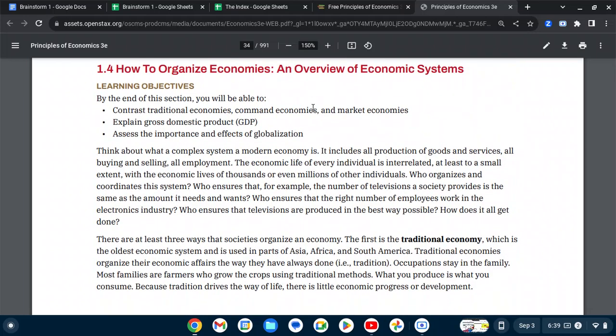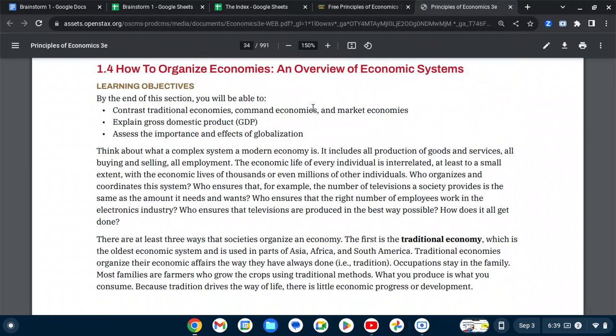1.4. How to organize economies: an overview of economic systems. Learning objectives. By the end of this section, you will be able to contrast traditional economies, command economies, and market economies, explain gross domestic product, and assess the importance and effects of globalization.